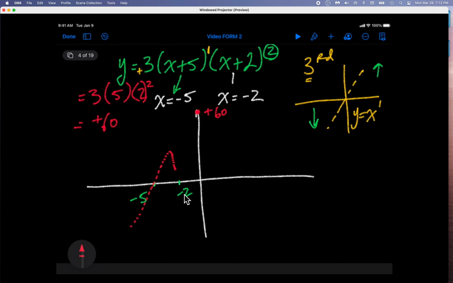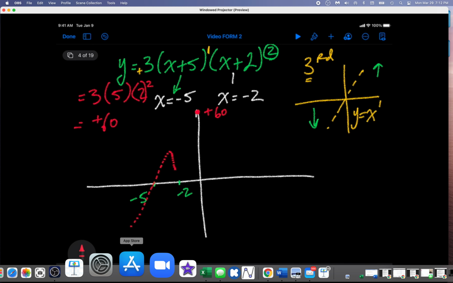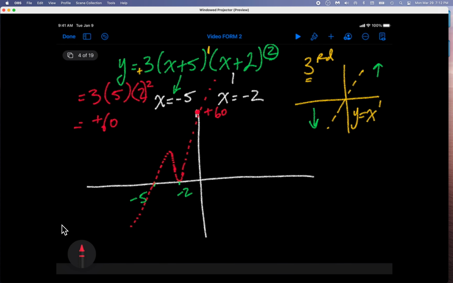x-axis. Because at this 0, we have an even exponent, this graph is not going to go through. It's going to bounce off that, and then it's going to head to the y-intercept. Bounce, and then go to the y-intercept. That's your graph right there.